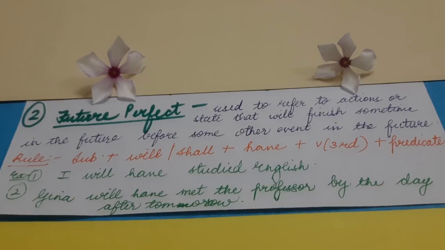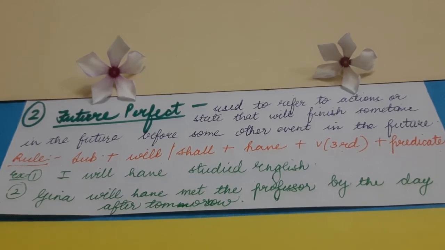So rule: subject plus will or shall plus have plus verb third form plus predicate. Example 1: I will have studied English. It means you will start studying English in the future and you will have completed it by such and such time, or by whatever time. It is not mentioned and there is no need to mention it, but you are saying that you will have studied English before the start of another action.